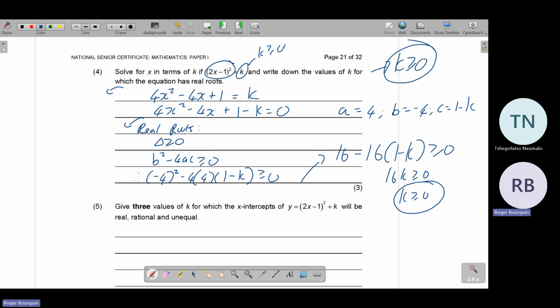2019. Look at this. I mean, they allocate 3 marks for this. But this would only be true when k is positive. K is bigger than or equal to 0, must get 3 more. Okay. And the 2023 has got some horrendous stuff.